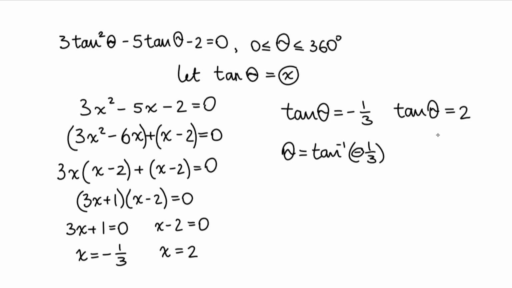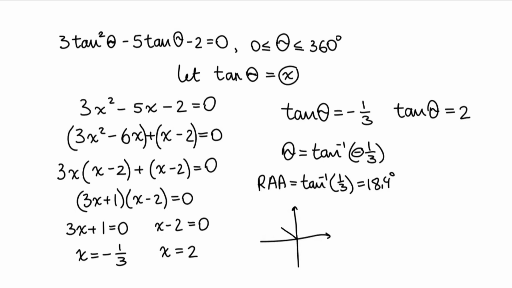So if you try to determine the related acute angle given the positive ratio of 1/3, the related acute angle will be tan inverse of +1/3, and it will equal 18.4 degrees. Then use the CAST rule to see where tangent is negative. The tangent ratio is negative in quadrant 2 and in quadrant 4. So the related acute angle is 18.4, and we translate it here. This is 18.4, and here, this is 18.4.